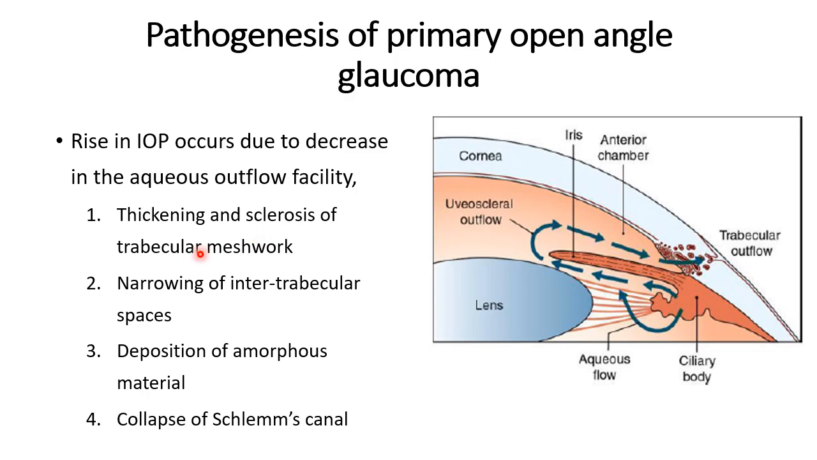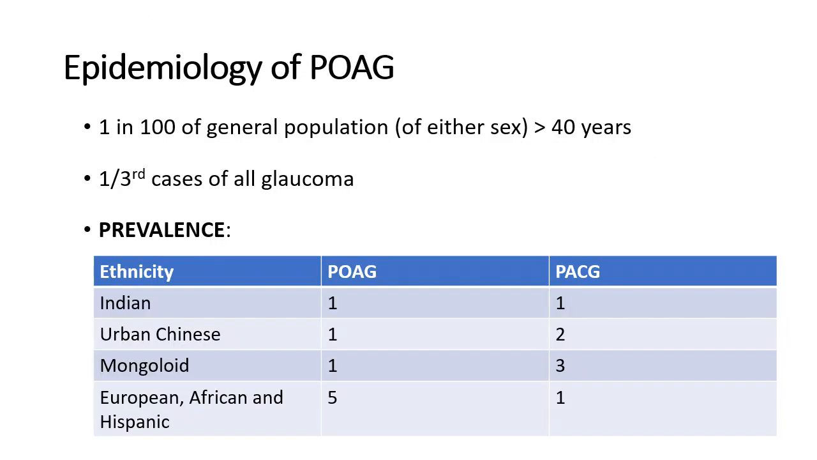There is thickening and sclerosis of the trabecular meshwork, right, which is a part of the anterior chamber angle. There is narrowing of intertrabecular spaces, deposition of amorphous material in the trabecular meshwork, and collapse of the Schlemm's canal. Aqueous passes from the trabecular meshwork into the Schlemm's canal, into the collector channels, into the episcleral veins. That's the outflow facility. So problems in the trabecular meshwork and problems in the Schlemm's canal have been noted in animal studies.